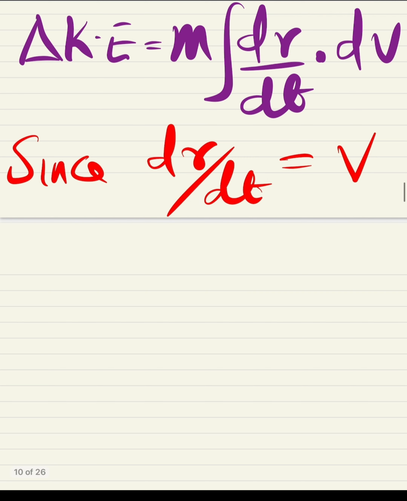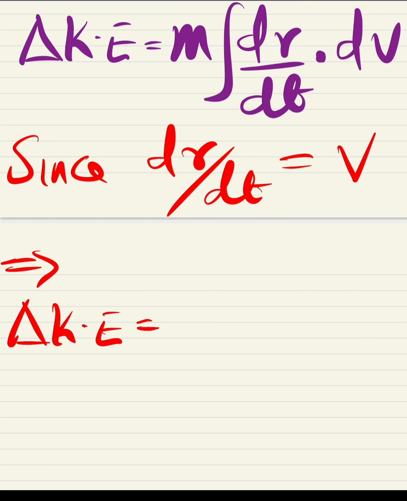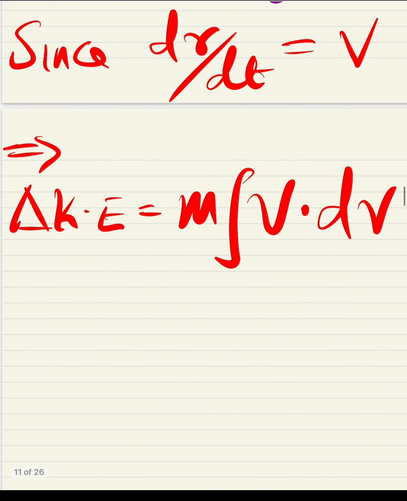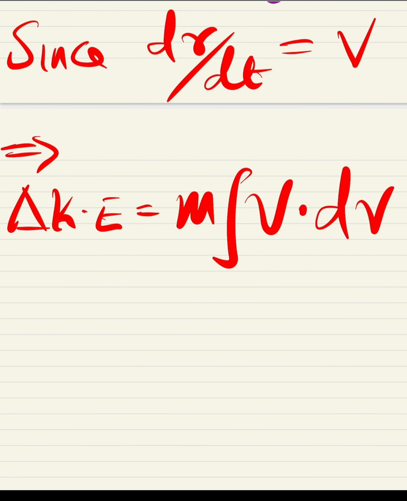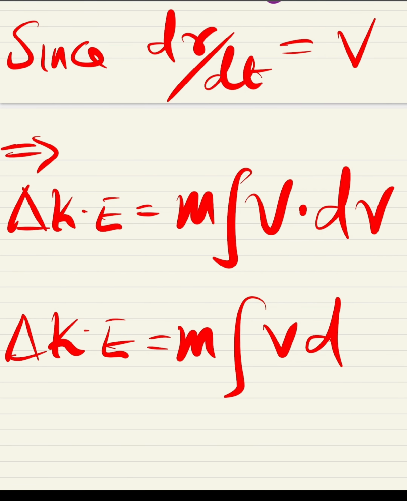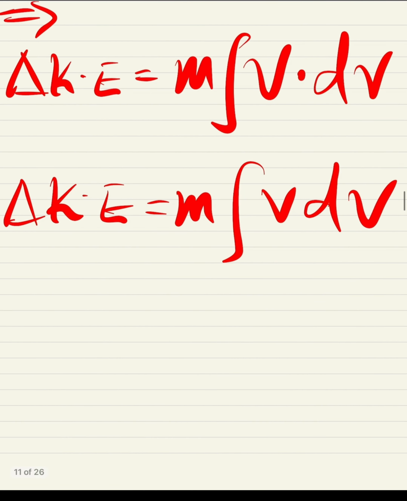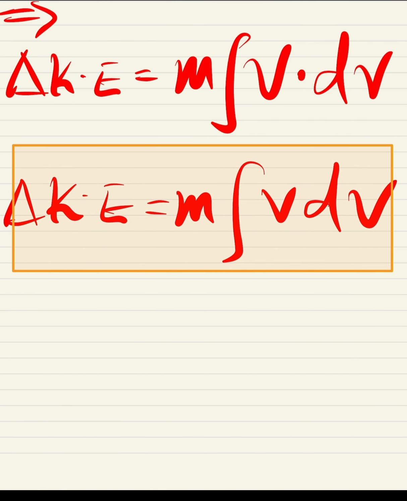So it implies that the change in KE can also be written as m, right? Then this turns to v, integral of v dot dv. Now it's easy for me to integrate. Can you see that now? So we can actually write that to become m integral of v dv, right? Since we have integral of v dv, now we can integrate. That is the last thing I have here.